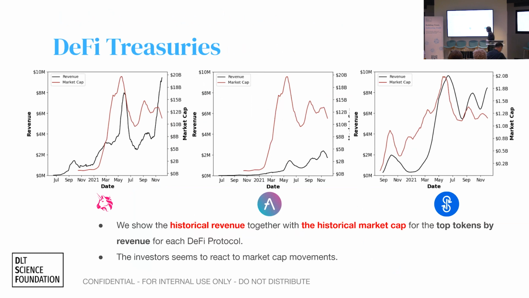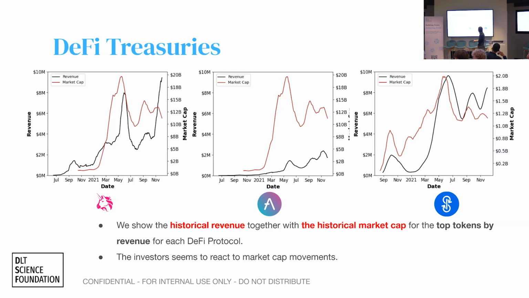Yes, so here it's just some historical data illustration. We have the revenue of different protocols superimposed with the market cap of different protocols. Interestingly, one might think that the revenue or the performance might lead the movement of the market cap, but actually it's not the case.